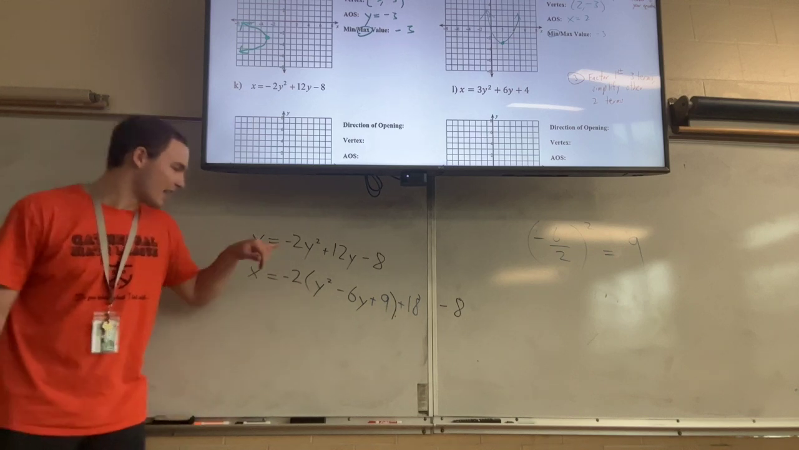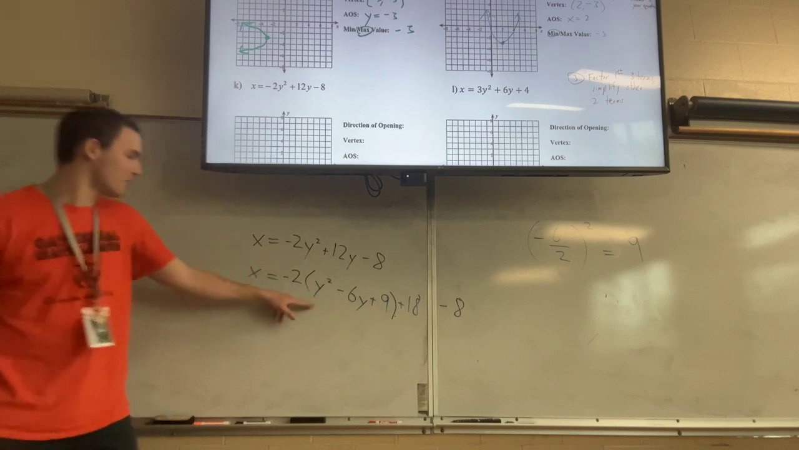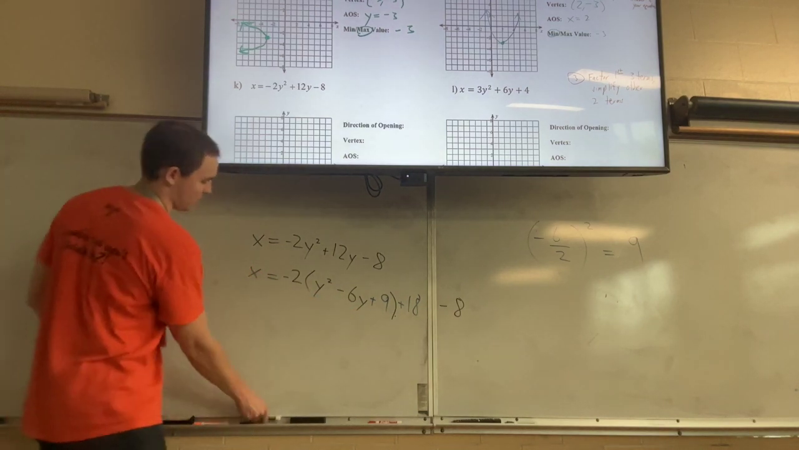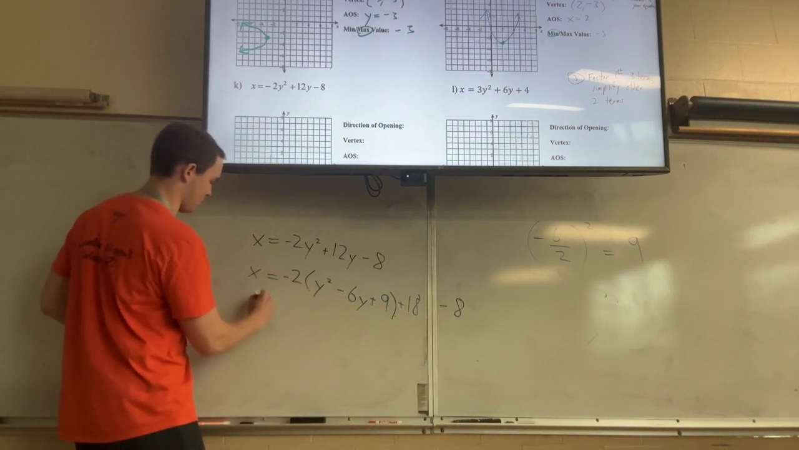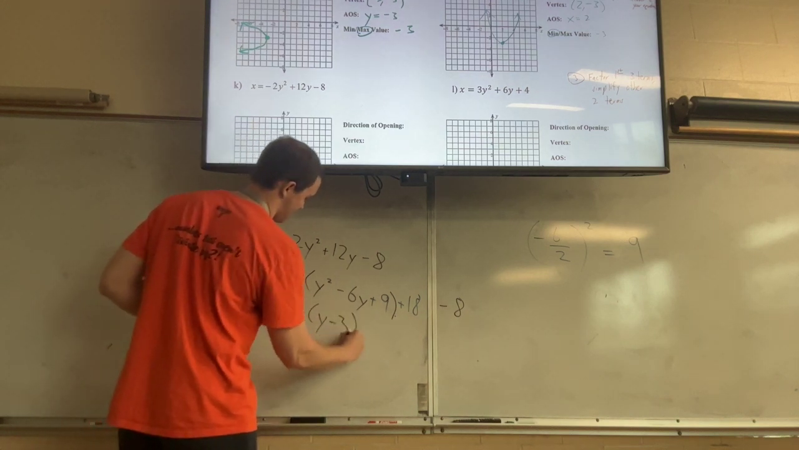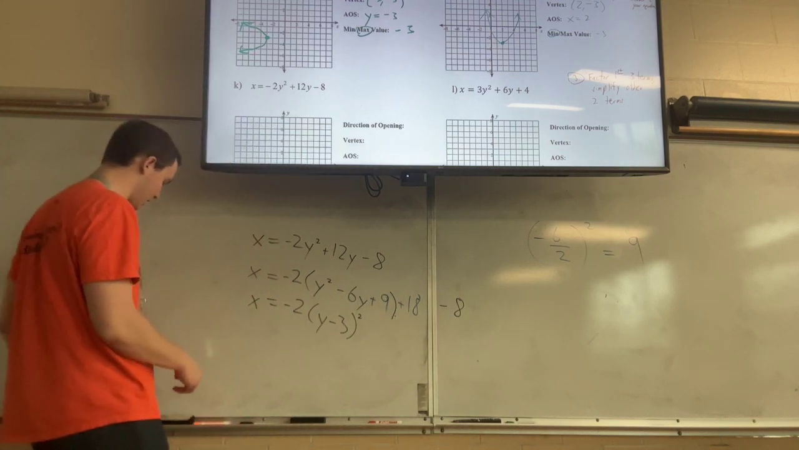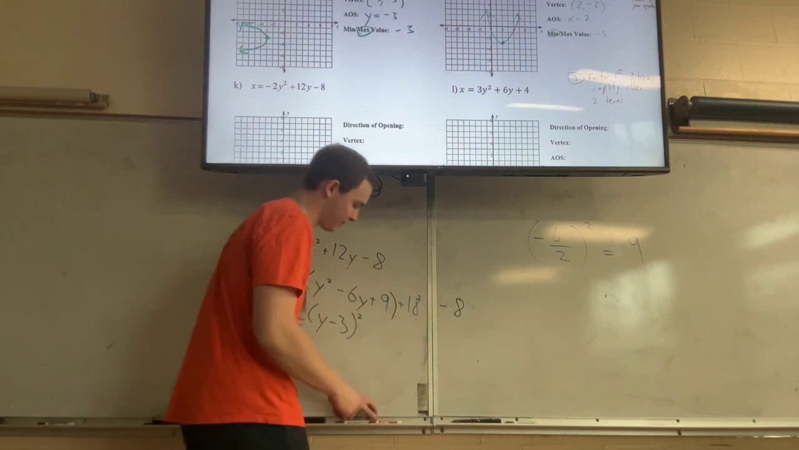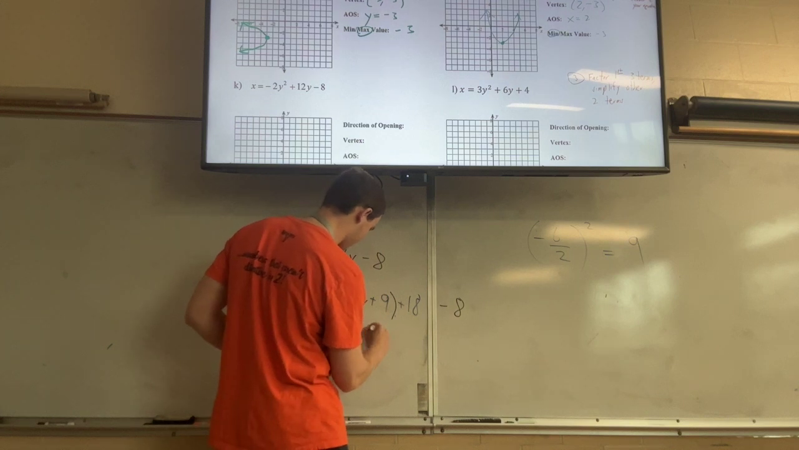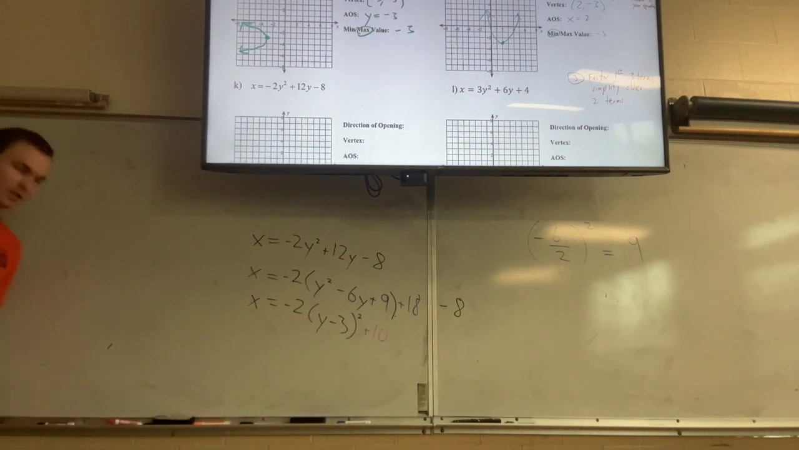And this is why I did not pull out the y's. What will this factor to? Y minus 3 squared. Plus 18 minus 8. What does that simplify to? Plus 10. Boom. Vertex form. Let's go.